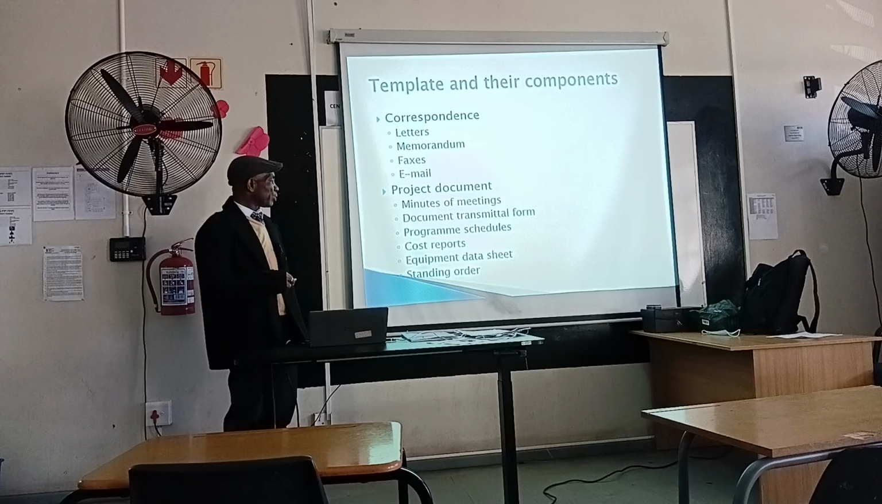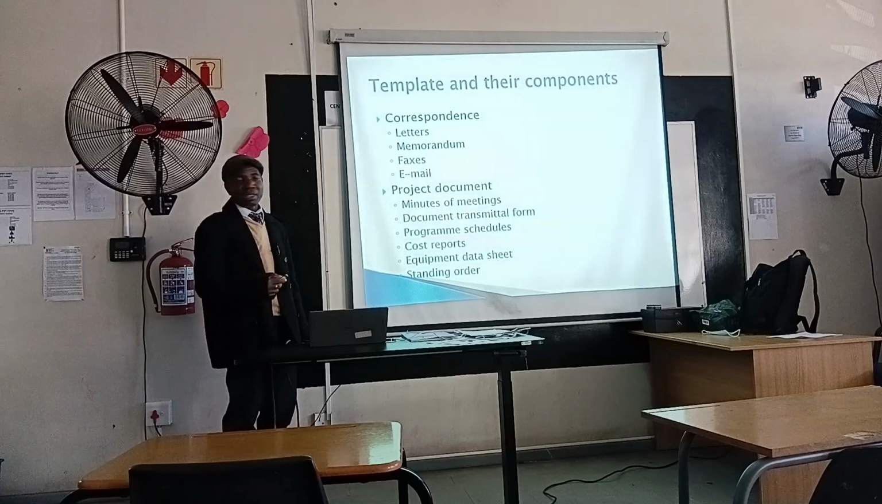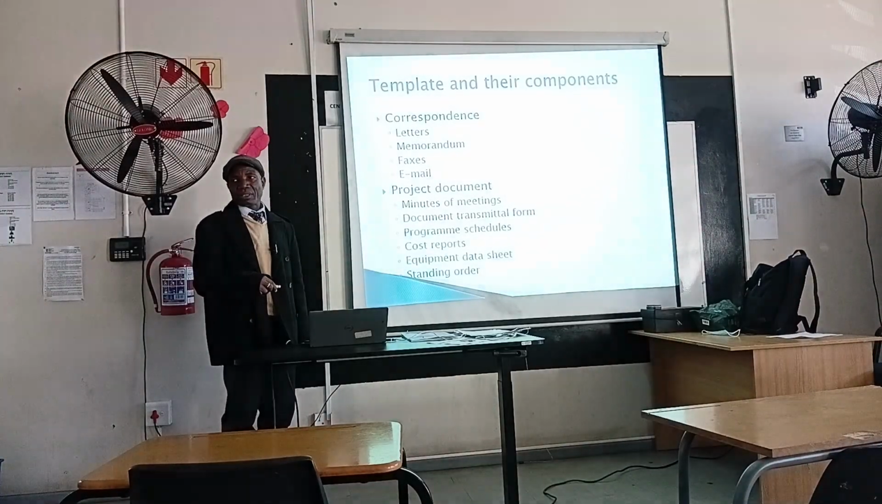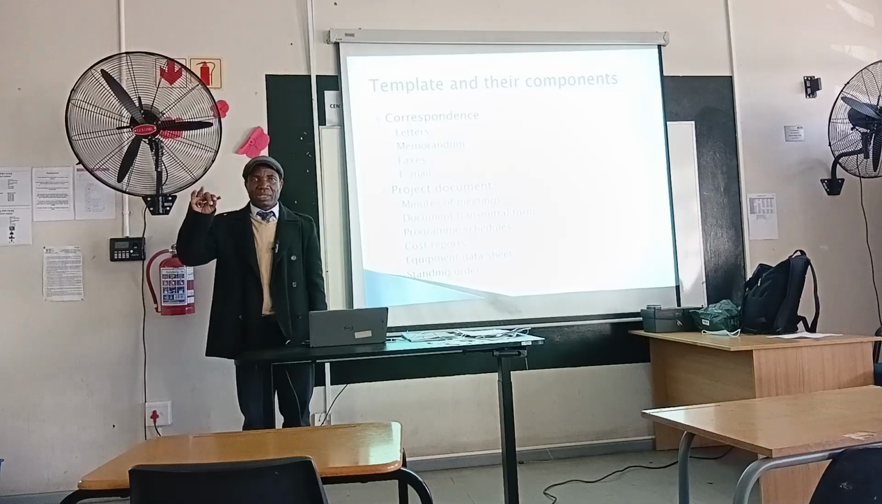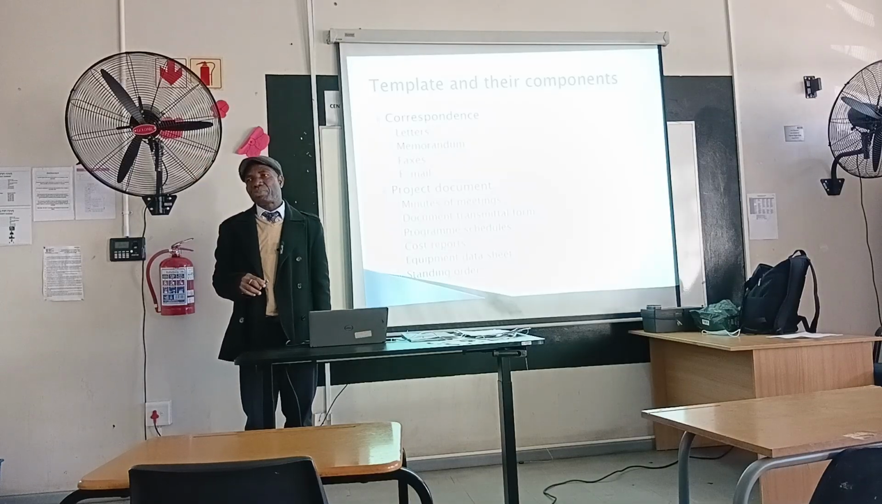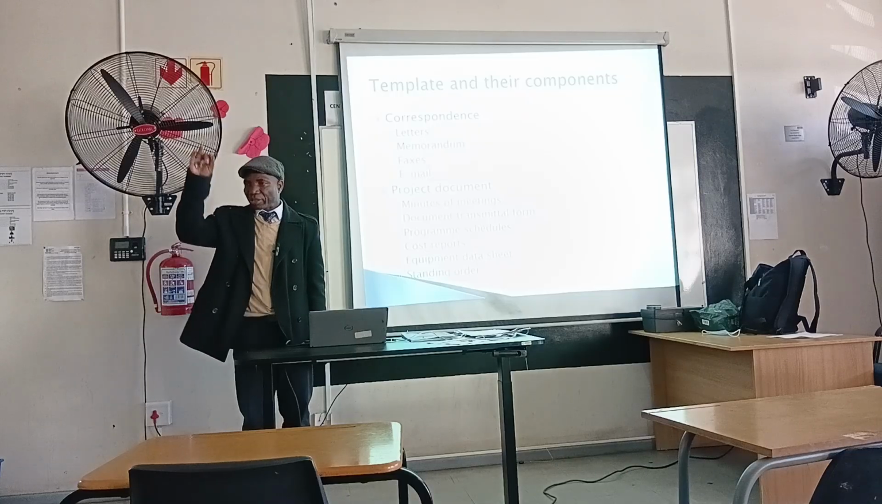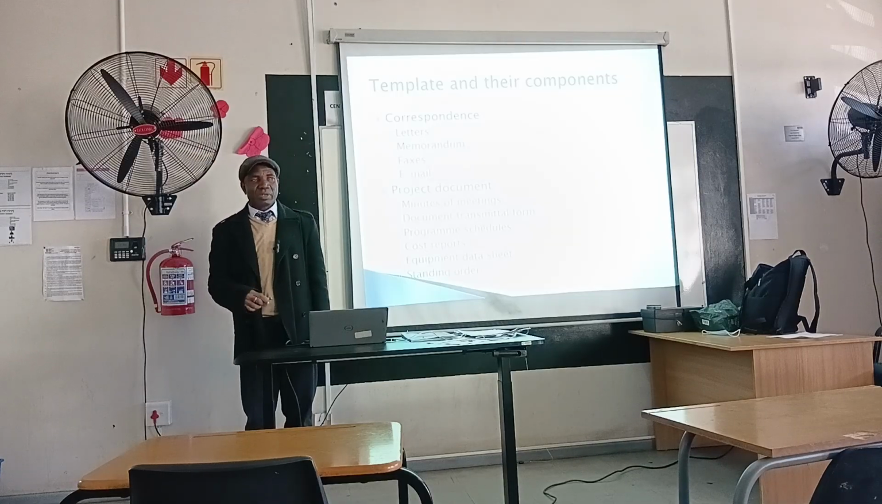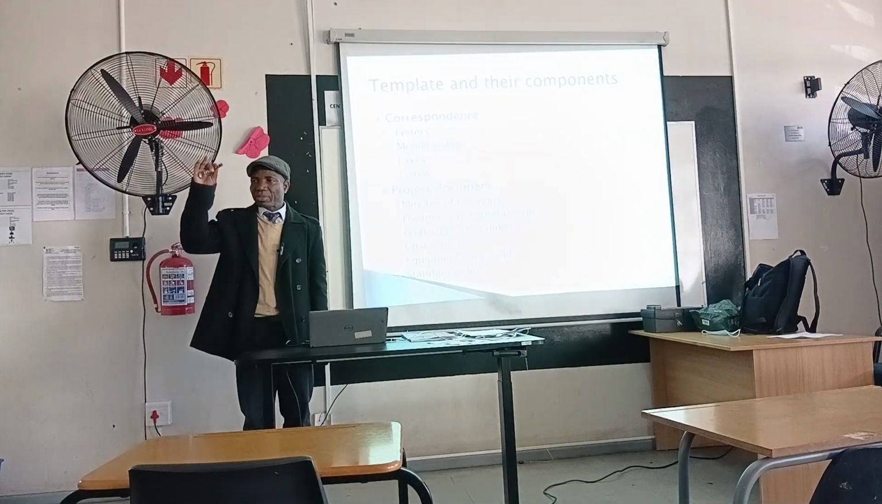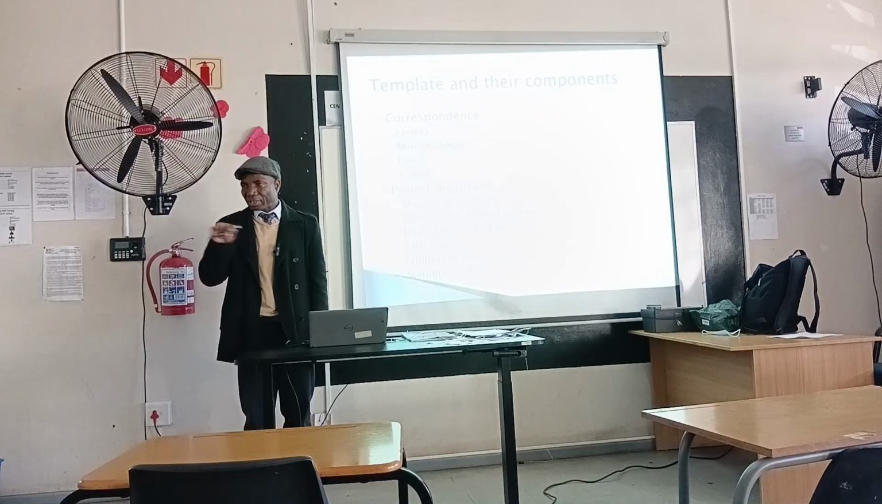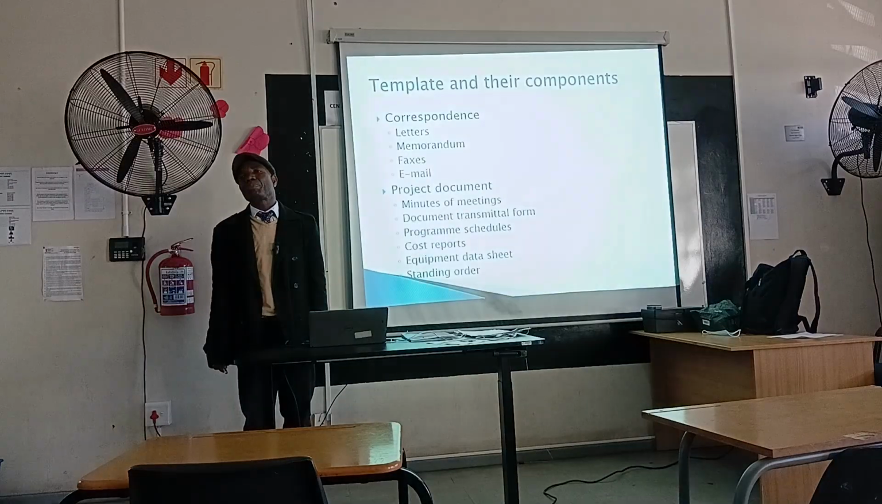Okay. Then program schedule, right? These are project documents. A project schedule could be a Gantt chart. Then cost report is a project document. Then equipment data sheet. This is a kind of document that contains the information about your equipment. It contains the profile, the specification of your equipment. For example, if it's a project that is using a computer, the specification of the computer will be there, the memory, the year it was manufactured, the software that is being used. You read it on the project equipment data sheet.